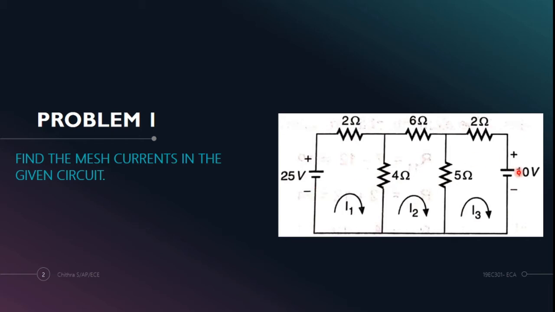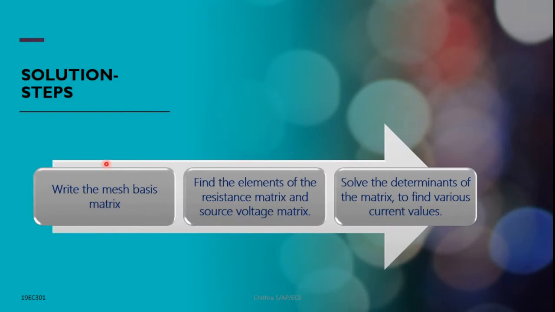Now let us see what are the steps to be followed to solve a problem in the mesh current method. The first step is we need to write the mesh basis matrix, which is the general matrix for all types of problems under mesh analysis. In the second step, we need to fill up the elements of the matrix, which are the resistance values and the source voltage values. And in the third step, we need to solve the determinants of the matrix to find the various current values.